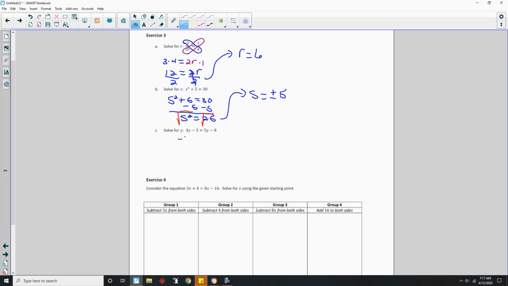Okay, minus 4y minus 4y. These will cancel, and I get negative 3 equals 5y minus 4y is y minus 8. Add 8 to both sides, and we're done. And we get y equals 5.